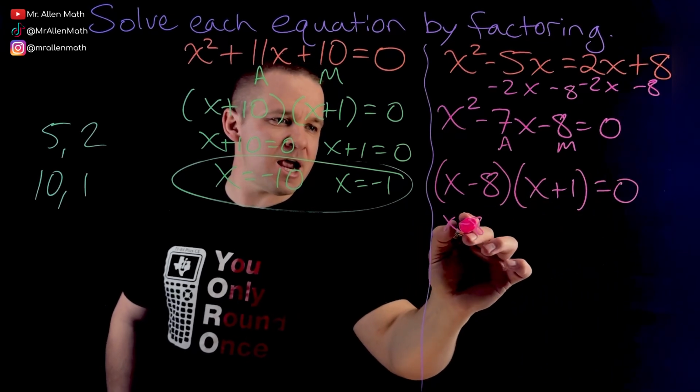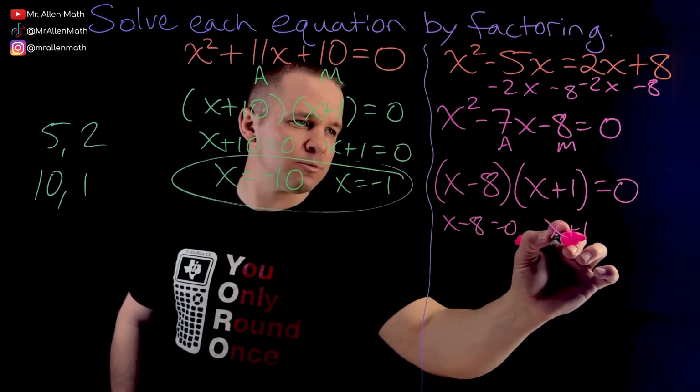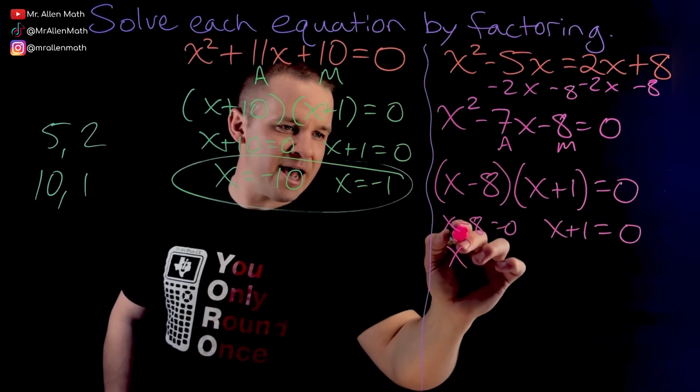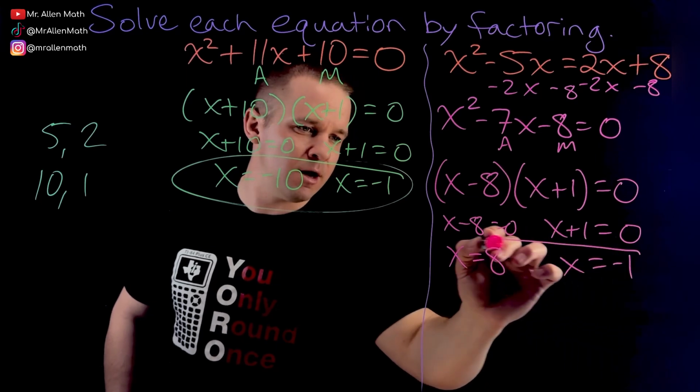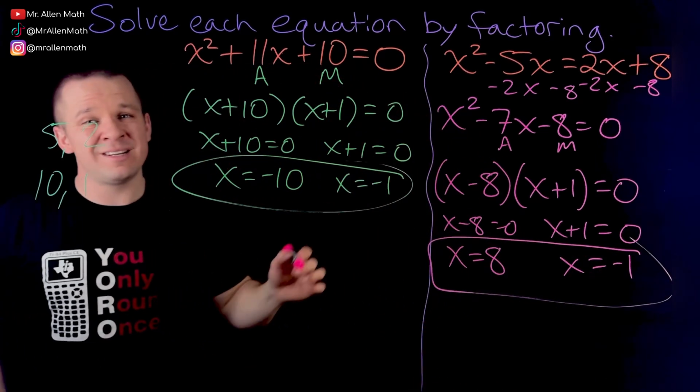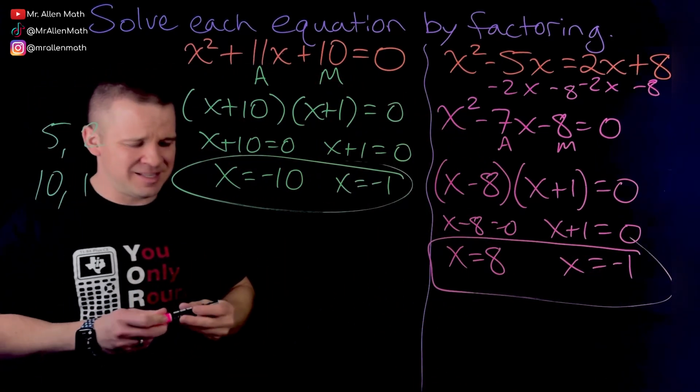So x minus 8 equals 0. X plus 1 equals 0. Add 8, I get x equals 8. Subtract 1, I get x equals negative 1. Boom. We done. We done. It's as easy as that.